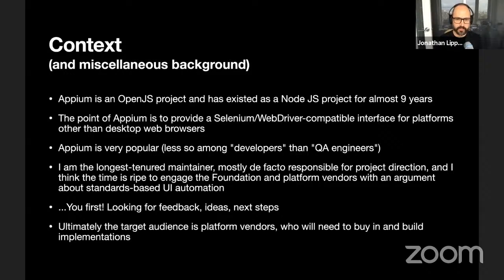Appium is pretty popular especially among QA engineers, people whose job is to write test code to test applications, who may not be the same people that develop the applications. And so I'm here talking to you all because I'm looking for some feedback, ideas, help on what maybe the next step should be for this proposal that UI automation should be a standard for more than just the desktop web.